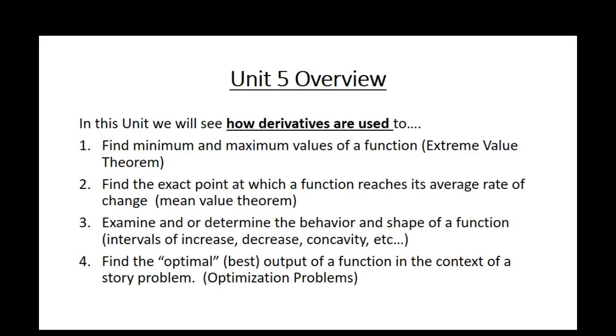You can find where it has an average rate of change. We already know how to find the average rate of change, but you can find the point at which it actually reaches that average value as well. You can use it for determining the shape of a curve, where it's going up and where it's going down. And then the word problems that we'll look at are called optimization problems.